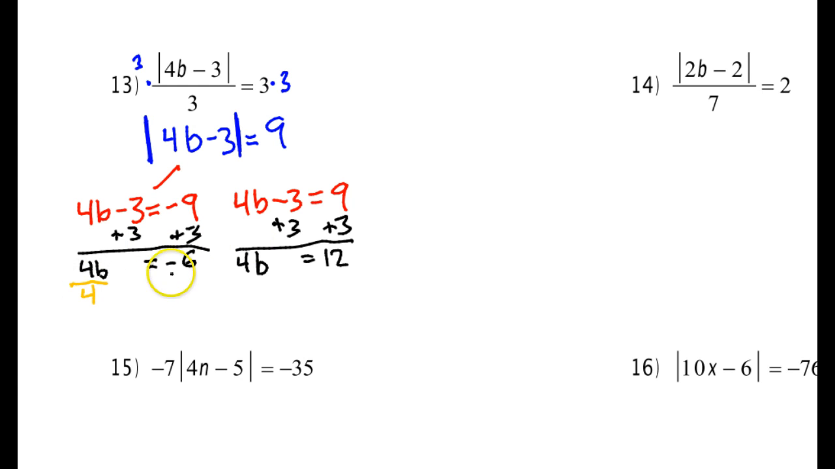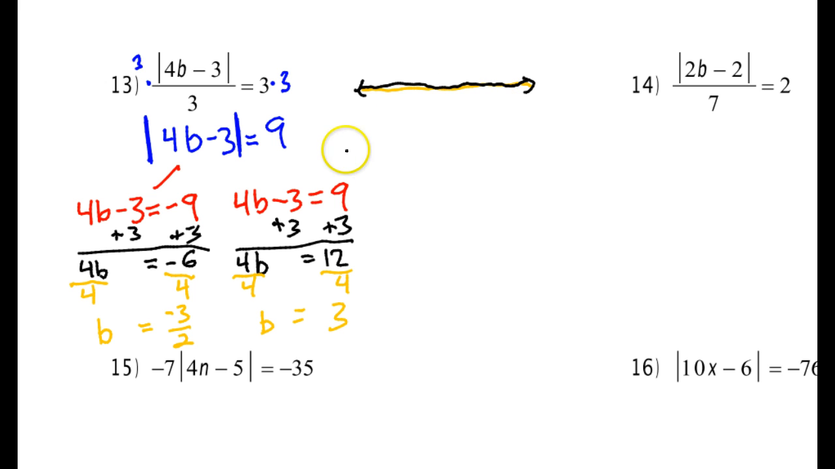Divide. So we have b equals -3/2, just reduce it, and b equals 3. And we had to graph that. Do you have to graph this? The directions say so. Our graph would look like this.